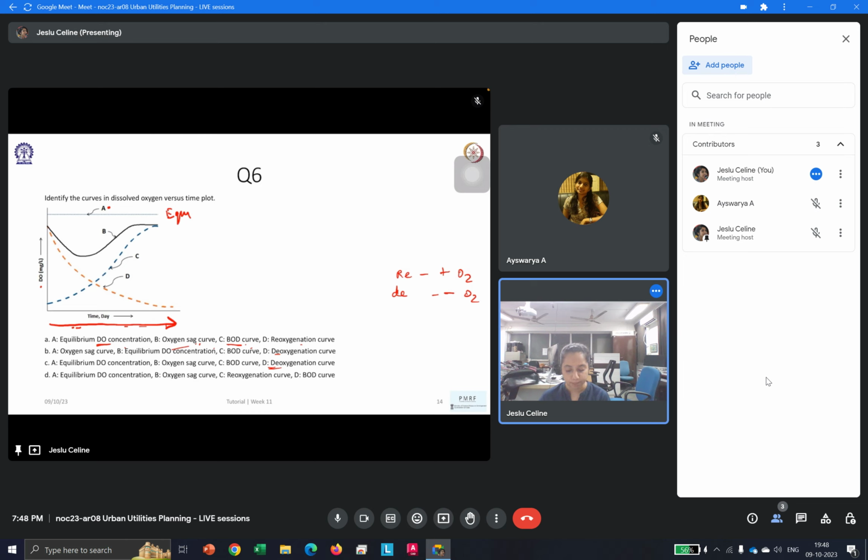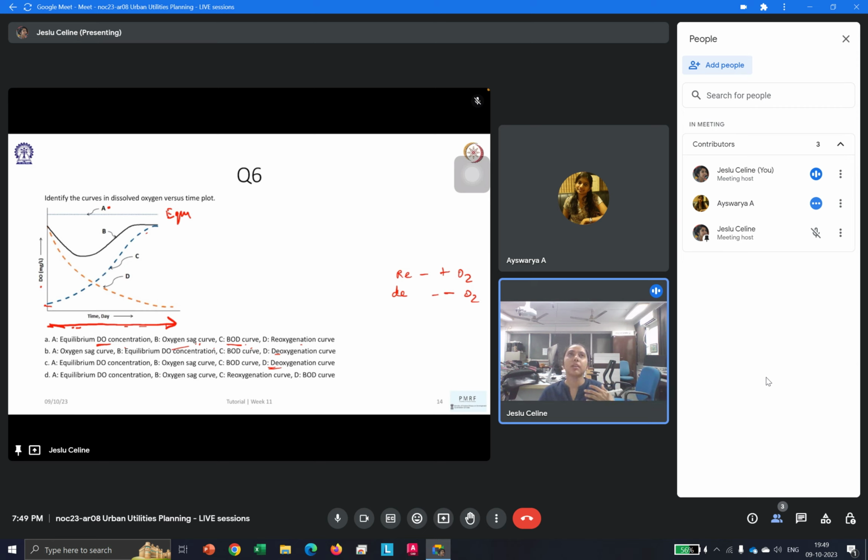Then what is C? Reoxygenation curve. Very good. C is reoxygenation, which means in this whole process, we need to keep adding oxygen. That is a reoxygenation curve. And if that is a reoxygenation curve, what will D be? It is the BOD curve or deoxygenation. Okay, so this is the deoxygenation curve. Whatever is reducing, we are adding.